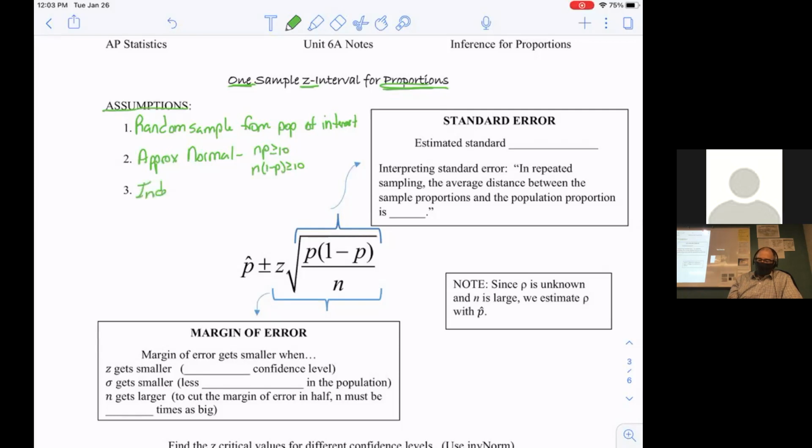Independence sets it the other direction. And what's my rule for independence that never changes? My sample size is less than 10% of my population.